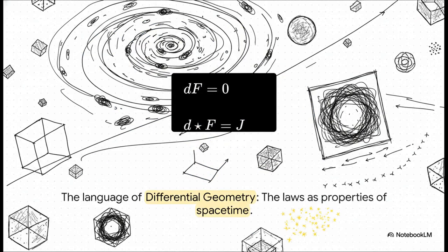And this is the final step. Using the language of differential geometry, the laws become statements about the very shape, the very curvature of space-time. In this language, all four of those original equations get boiled down to these two unbelievably compact lines. The first one, dF equals 0, is just a geometric way of saying there are no magnetic monopoles. The second one ties the geometry of the electromagnetic field directly to the charges and currents that create it.